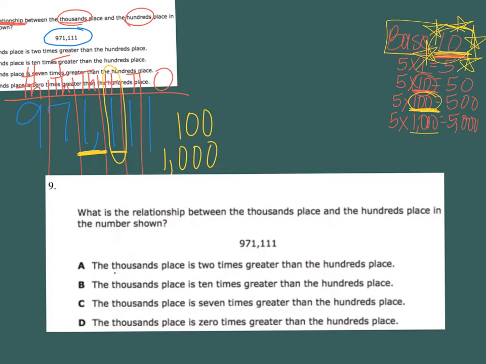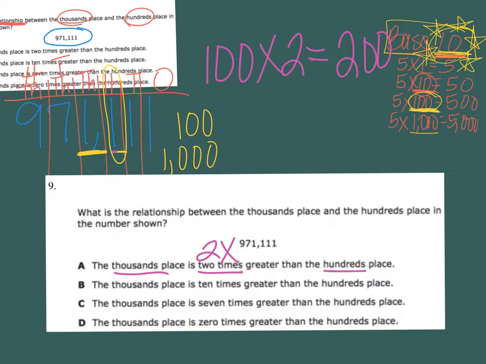The thousands place is 2 times, so I'm going to write 2 times greater than the hundreds place. For me to prove that, I'm going to go, okay, what's in my 100? A 1. So if I do 100 times 2, what does that give me? That's right, 200. Is this worth 200? No, so that is not my answer.